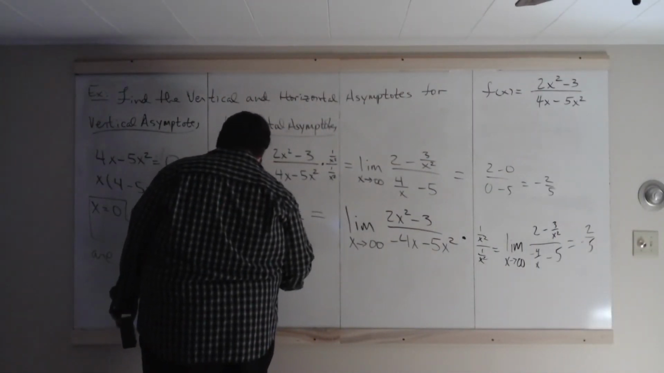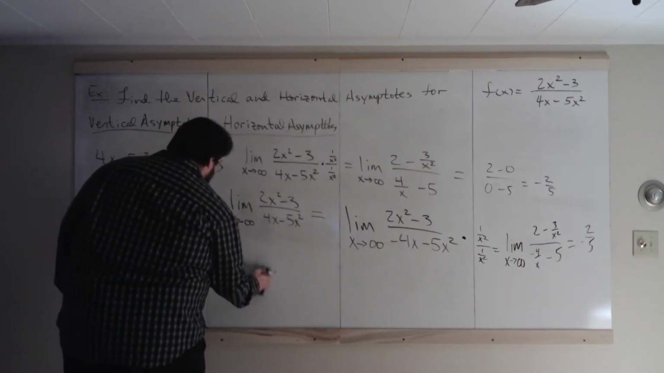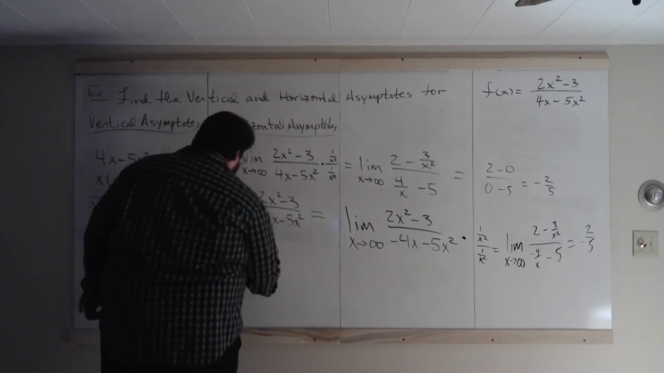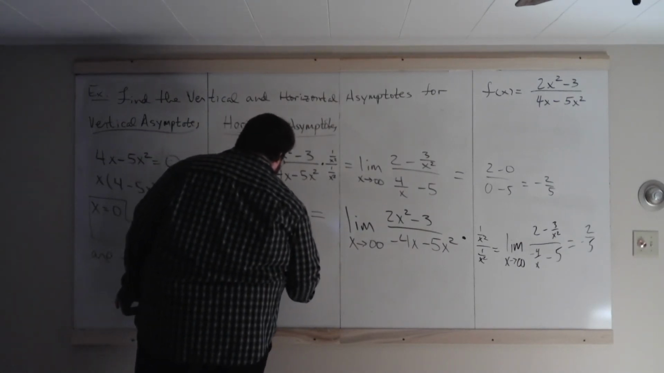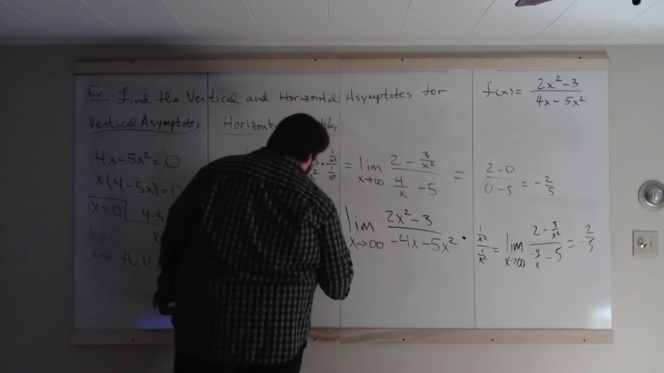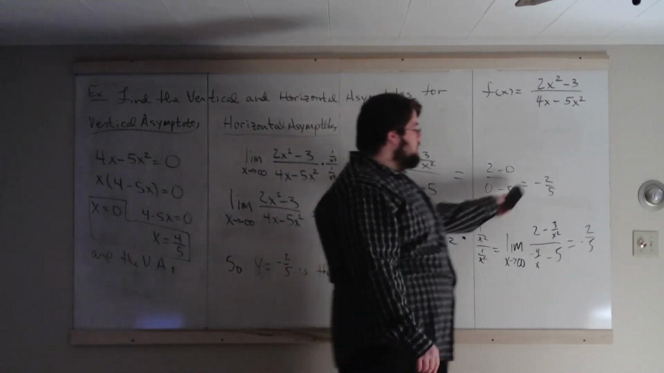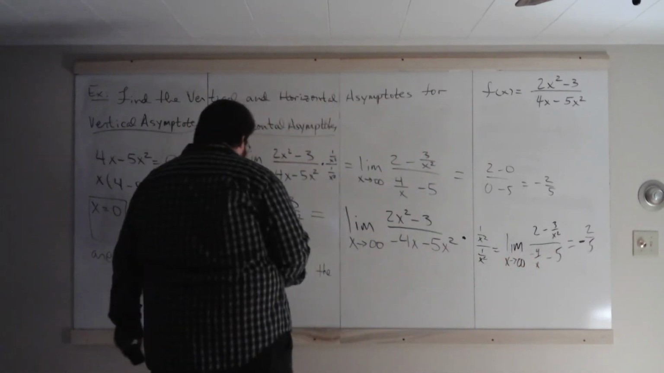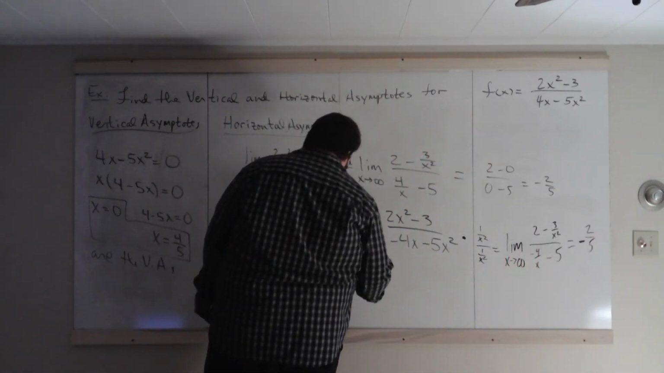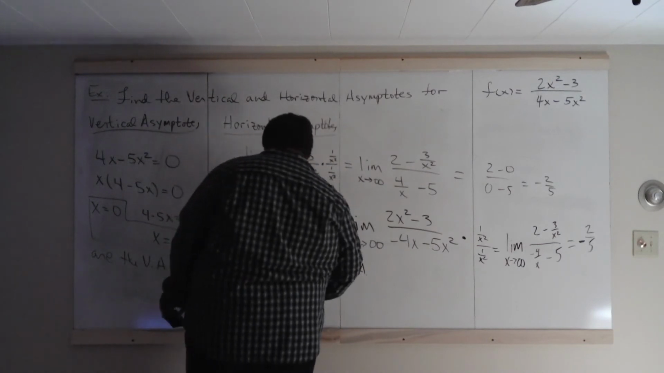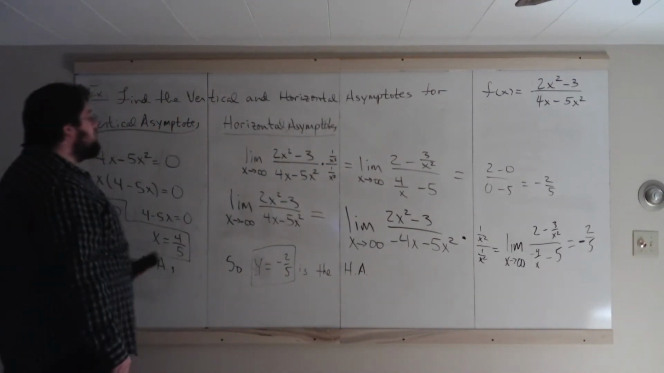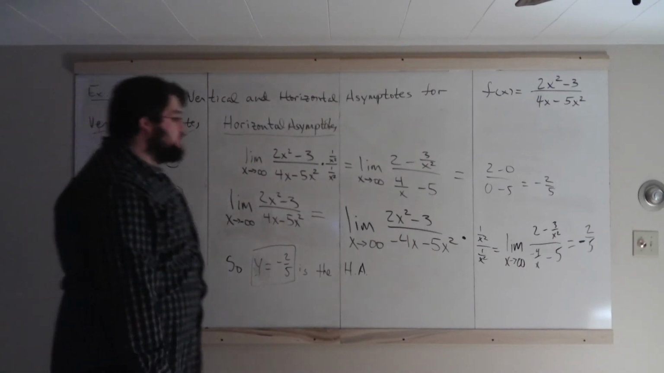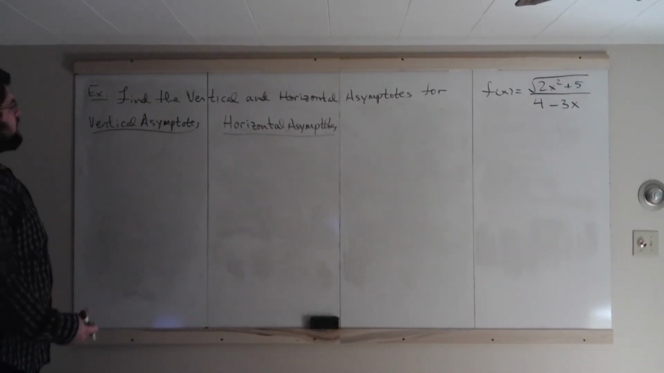So for f of x, I'll use the same phrasing I used over here. So y equals negative 2/5 is, notice these two limits are the same. That can happen sometimes. So y equals negative 2/5 is the horizontal asymptote. So here we found all of the horizontal and vertical asymptotes. And next, we'll look at this example.